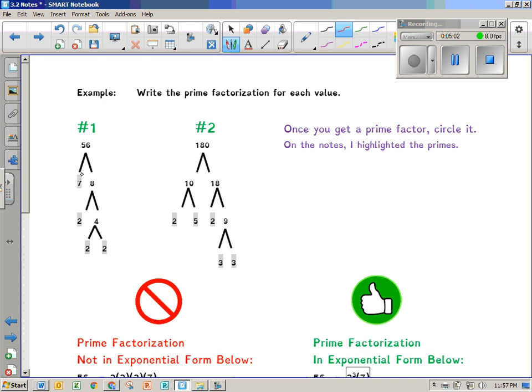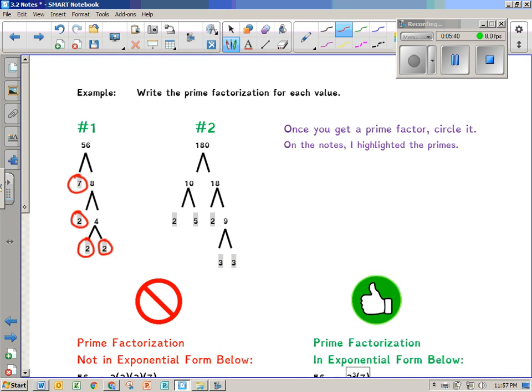Well, 7's prime, so either circle it. I highlighted it here, but let's circle it. 8, not prime, so you break it down into a product. 2 times 4, 2 is prime, so I'm going to circle that one. 4 is not prime, break it down into its product of primes, and you get 2 more 2's. We're circling them just because we're not writing them all each time, so we don't want to lose any of the primes, so that's the purpose for circling them.